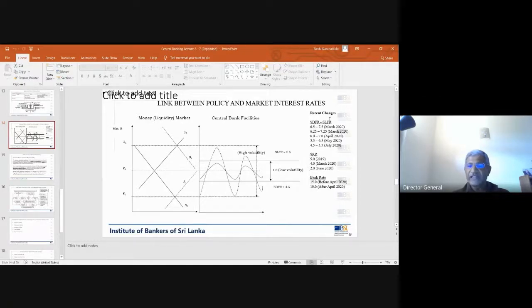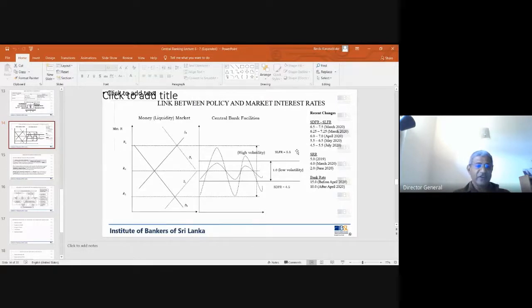Now here we have shown how, within 2020 only, the central bank has lowered the interest rate continuously, starting from March. Actually, in March, two times. In April, May, June, July, they have gone down. And also the SRR has gone down, and the bank rate also has gone down. We will discuss the reasons for those things.